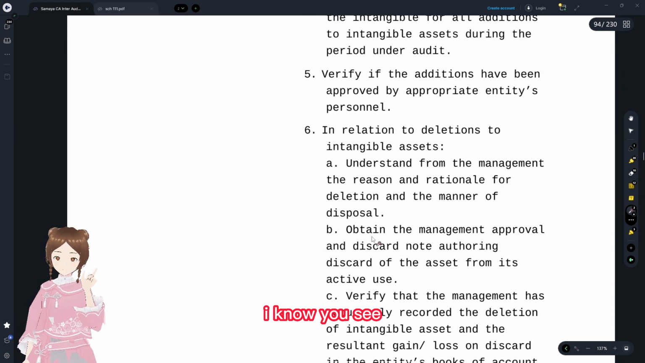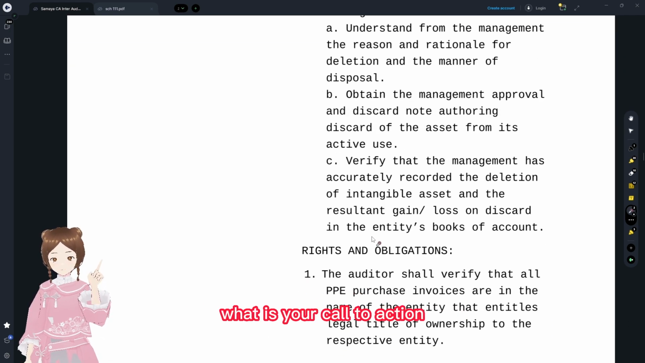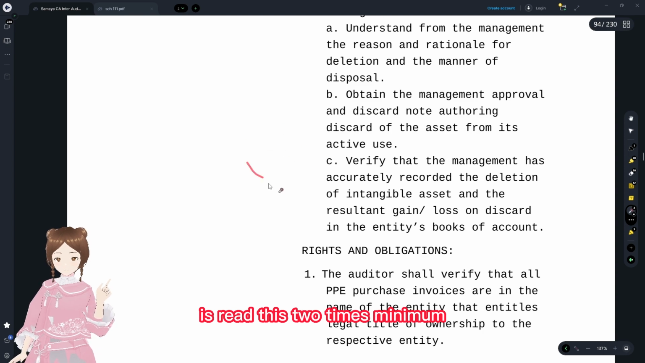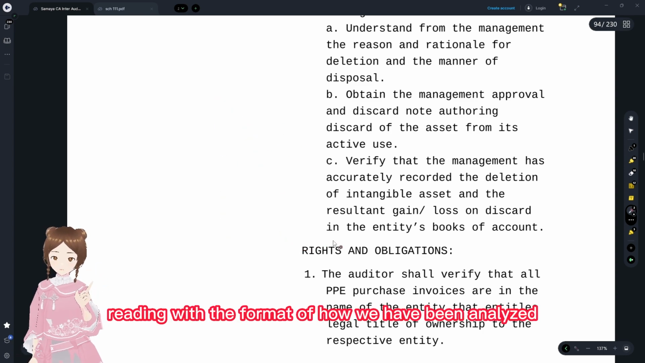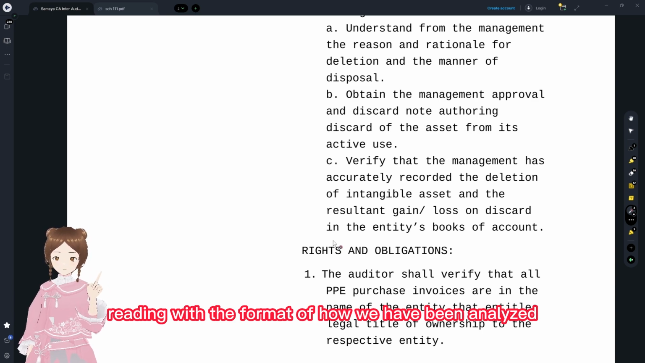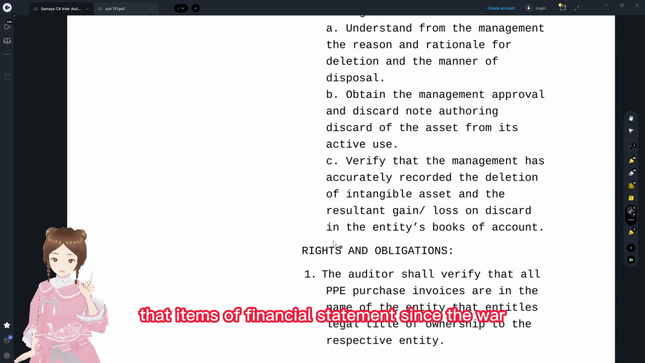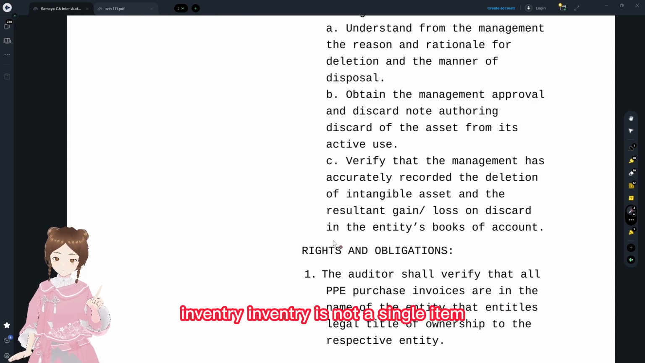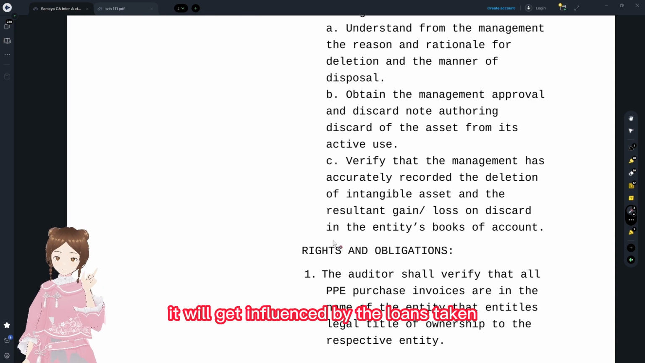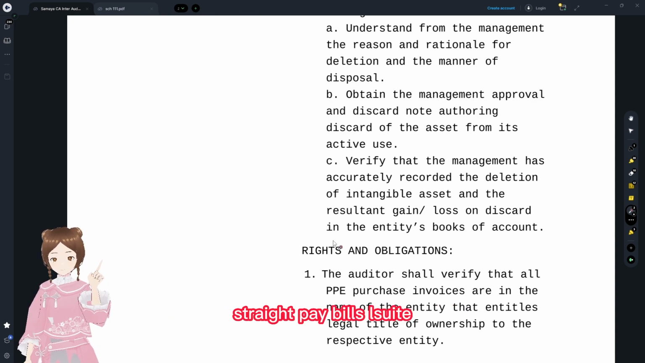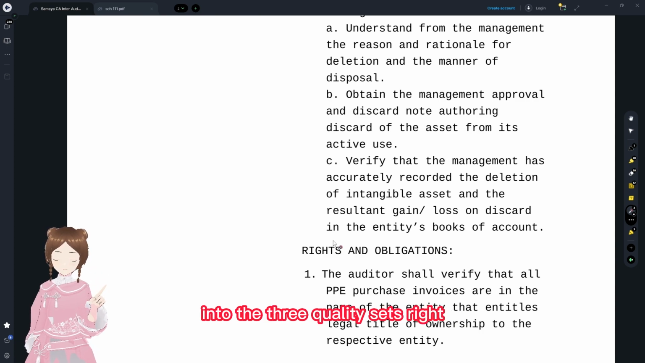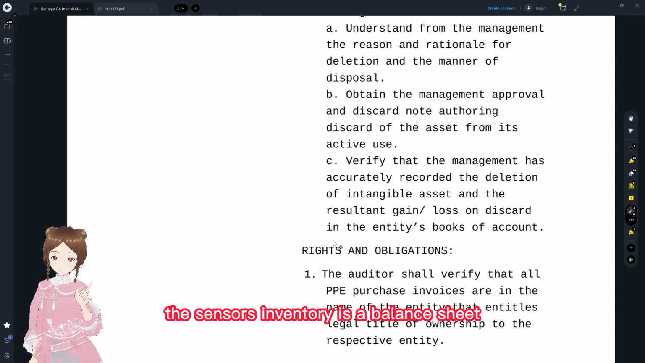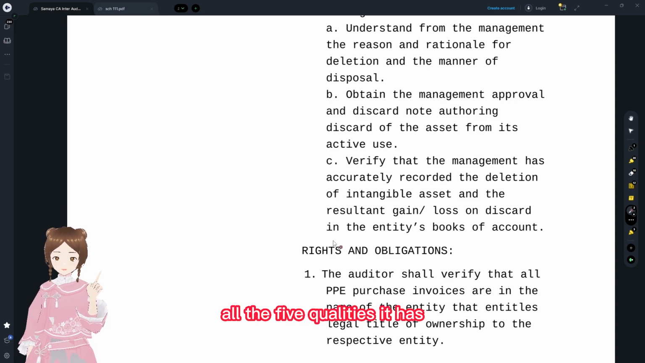And you see, after this video, your call to action is to read this 2 times, minimum 2 times. You have to read a newspaper with the format of how we have analyzed those items of the financial statement. Since inventory is not a single item, it will get influenced by the loans taken, trade receivables, trade payables, else, right? So you have to relate those items to the three quality sets, right? Since inventory is a balance sheet item, all the 5 qualities apply.